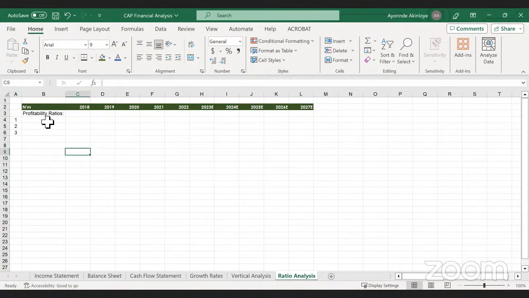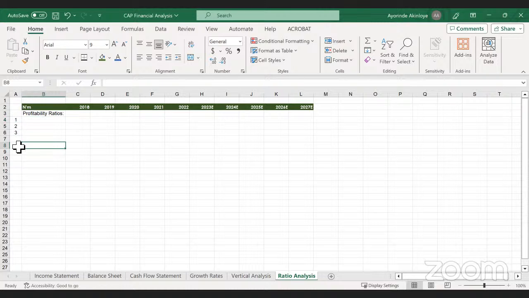Okay. All right. So profitability ratios. Let me just throw this open. Which profitability ratio do you want me to cover? Just type in the comments in the chat box so that I can cover that. For profitability ratios, pick three ratios you want me to cover.